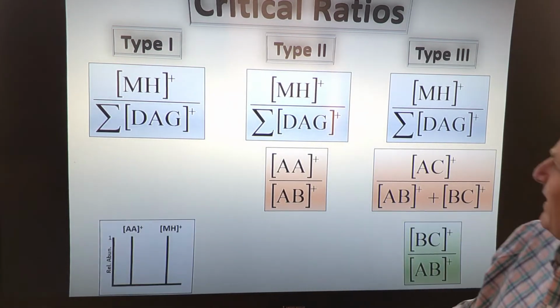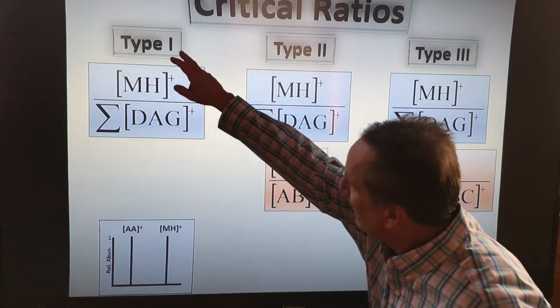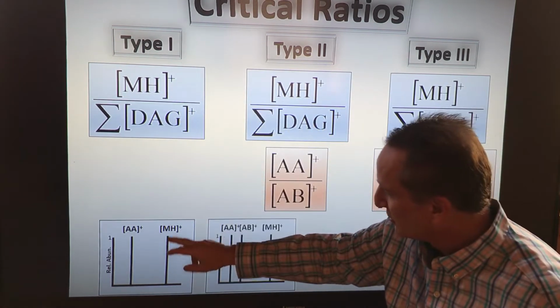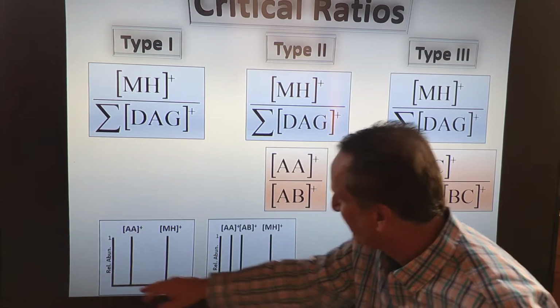So go ahead. So this is what a mass spectrum looks like for a type 1 triacylglycerol. You have nothing but the protonated molecule and that one single diacylglycerol fragment.